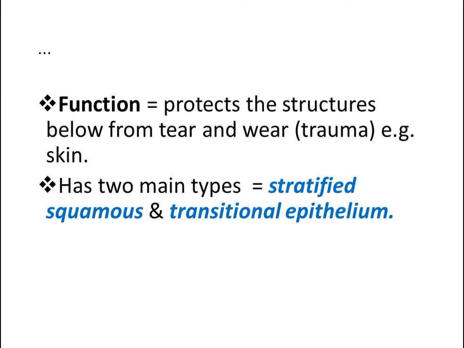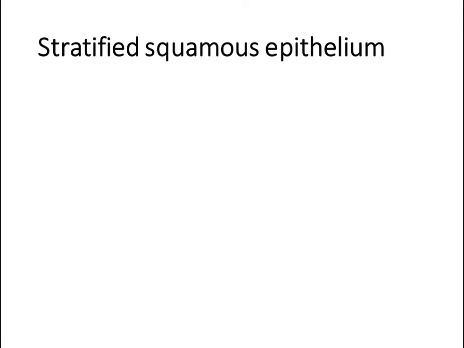Now, there are two main types of this stratified epithelium. There is the stratified squamous epithelium and there is the transitional epithelium. Let's look at the stratified squamous epithelium. This stratified squamous epithelium has two types. There is the keratinized stratified squamous epithelium and the non-keratinized stratified squamous epithelium. Let's start by looking at the keratinized stratified squamous epithelium.